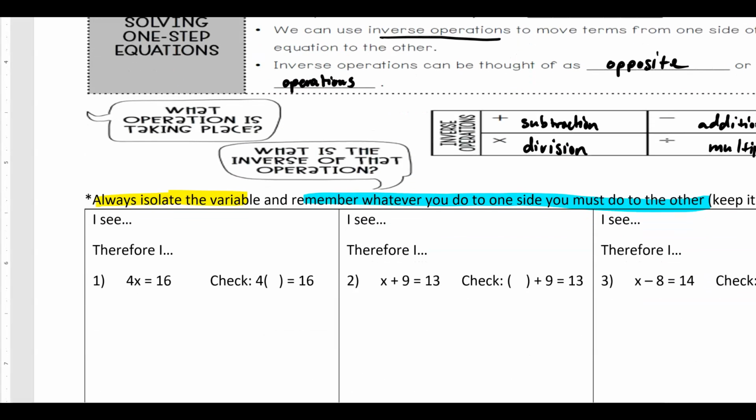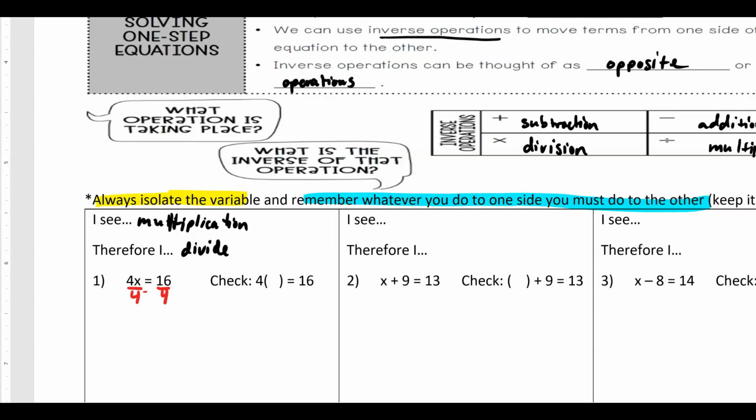So let's start off with a couple of problems here. So here I have 4x equals 16. Remember, a number next to a variable means that we are multiplying. So I see multiplication. So therefore, using inverse operations, I'm going to divide. I'm going to always work with the side that has the variable. In this case, the left side has the variable. So I'm going to divide by 4. Making a fraction is the same as doing division.